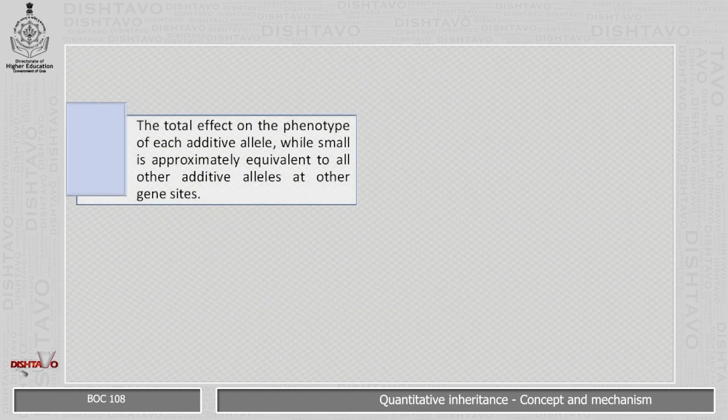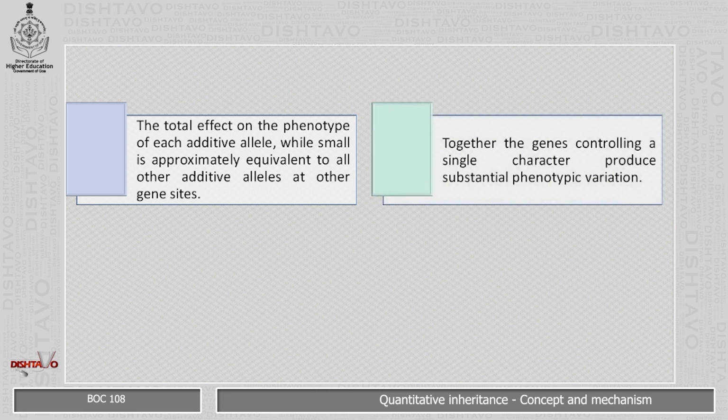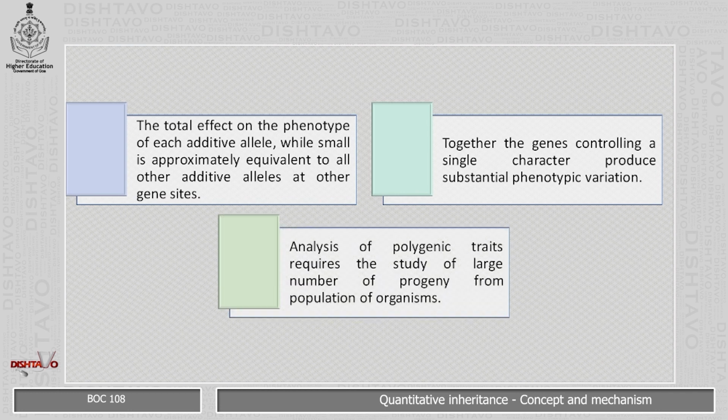The total effect on phenotype of each additive allele, while small, is approximately equivalent to the other additive alleles at the other gene sites. Together, the genes controlling a single character produce substantial phenotypic variation. Analysis of polygenic traits requires the study of a large number of progeny from a population of organisms.